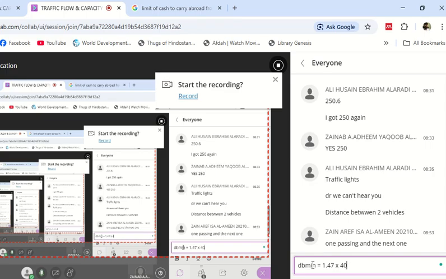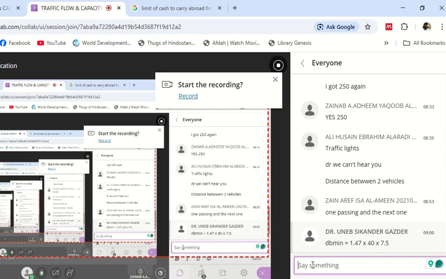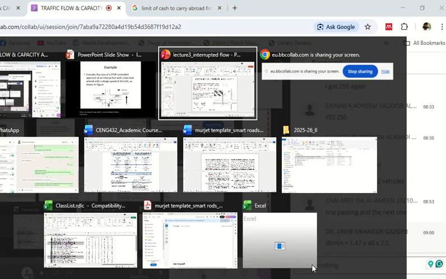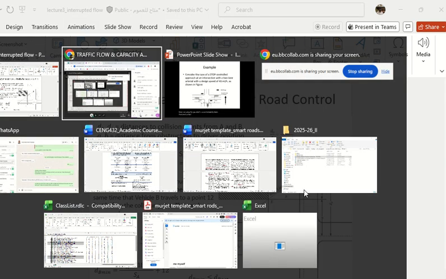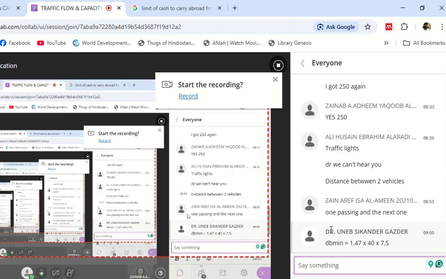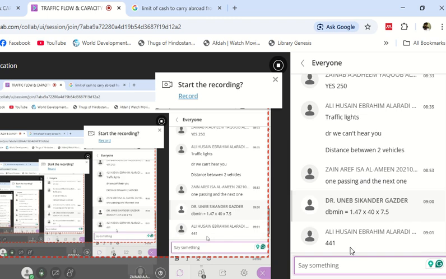So we'll check how much dB minimum we have. 1.47 times 40, I'm using the gap which is recommended by them. How much is that? Okay, so both vehicles need 441 feet. dB minimum for both sides, right hand side and left hand side, is 441 feet. Okay, now we need to check if we have enough or not.